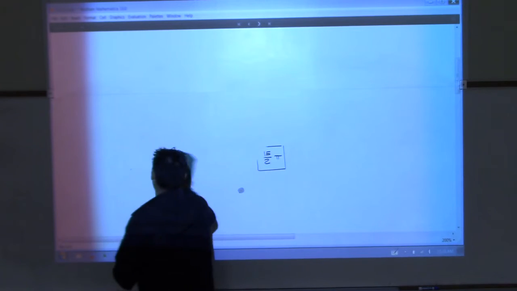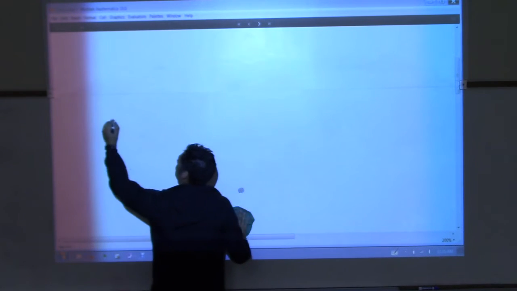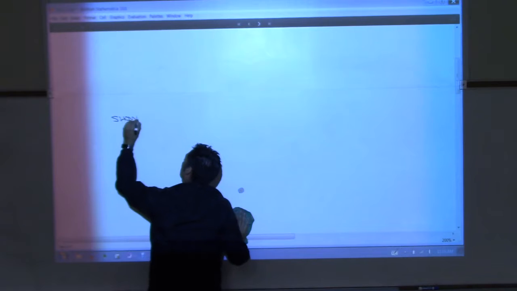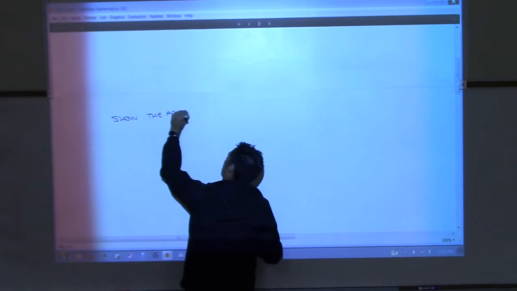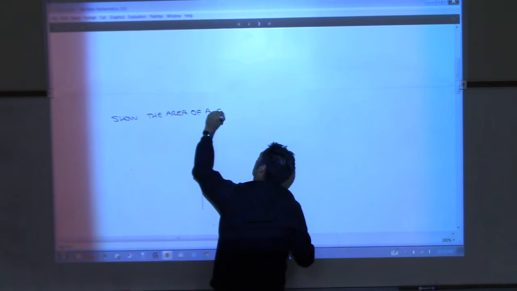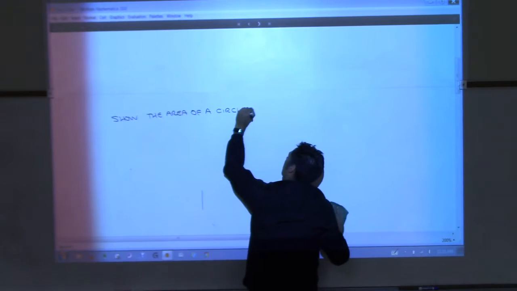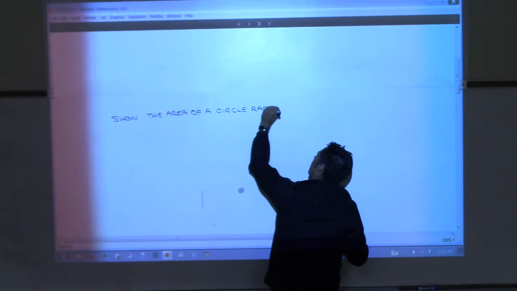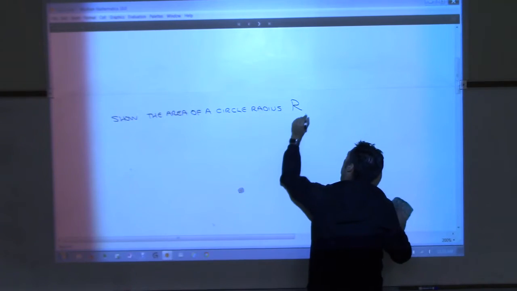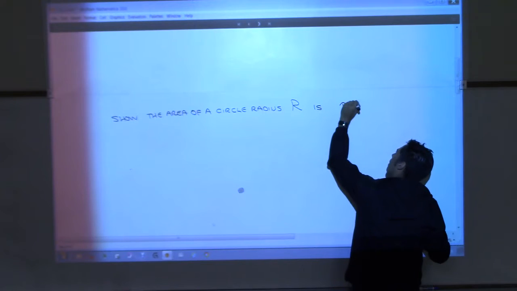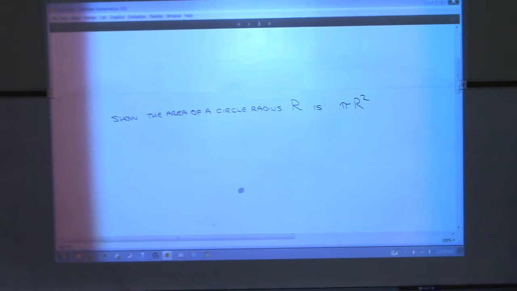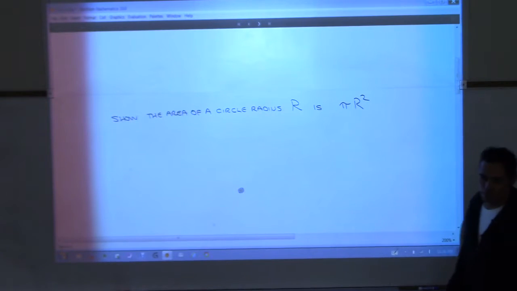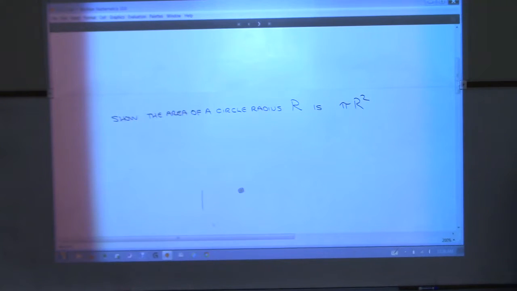All right? So let me see. Show the area of a circle, radius capital R, is pi capital R squared. Now we all know that. We all know that the area of a circle is pi r squared because someone told us that once, right? Yes? Okay.